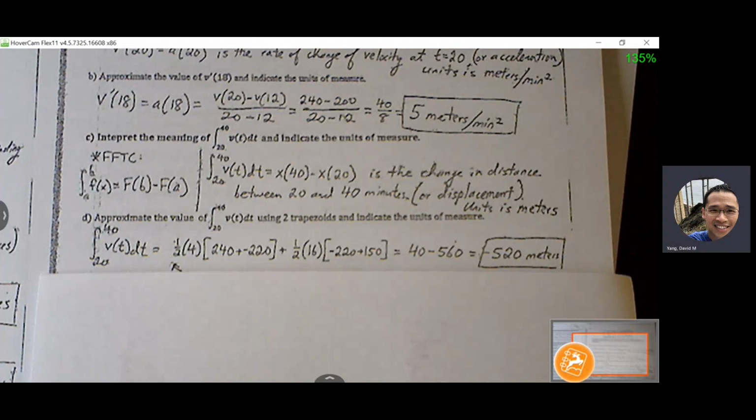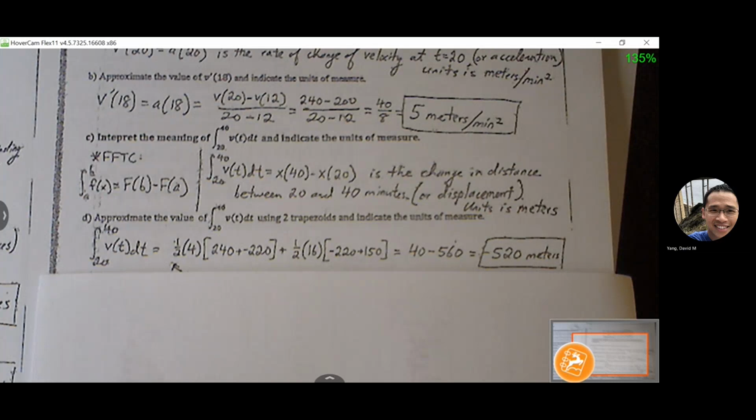So we get a negative number, which is okay, because that just means negative 520 meters means that between 20 and 40 minutes, she's going to end up 520 meters to the left of where she began. So she's basically, for a large part of it, running backwards, or running towards her starting line.